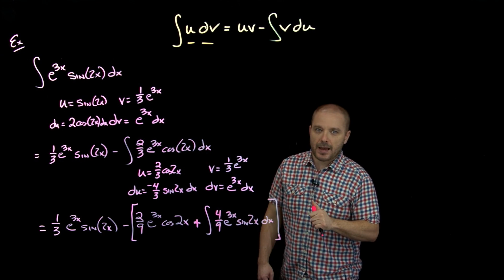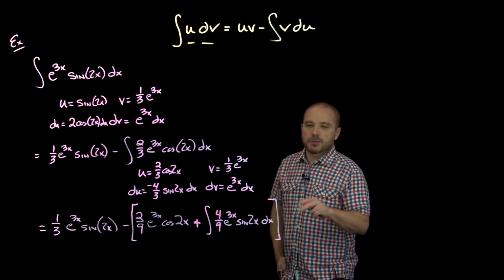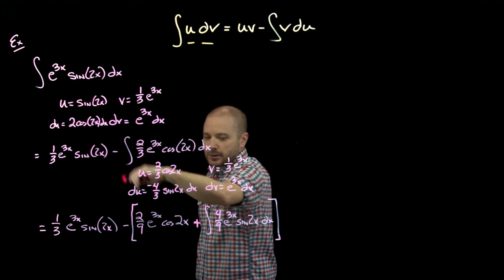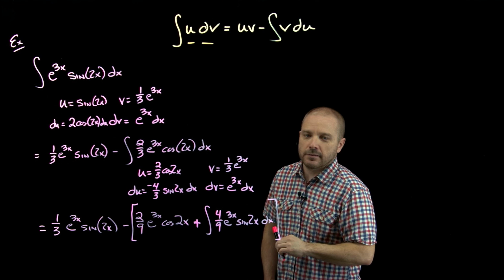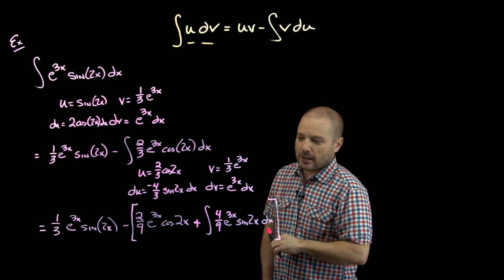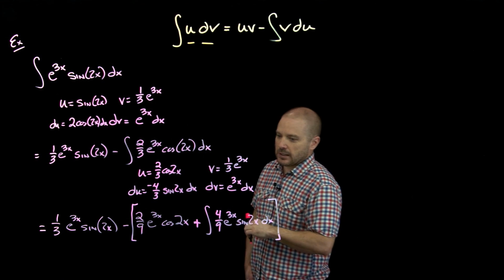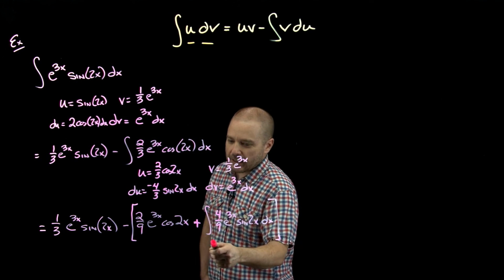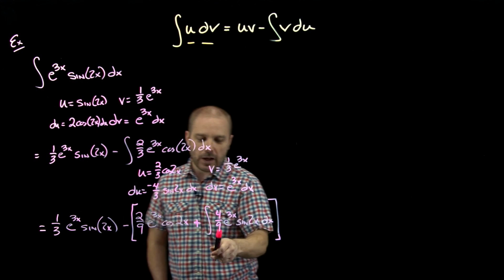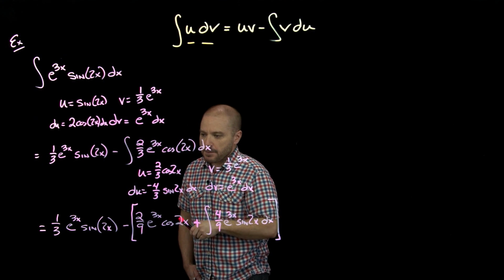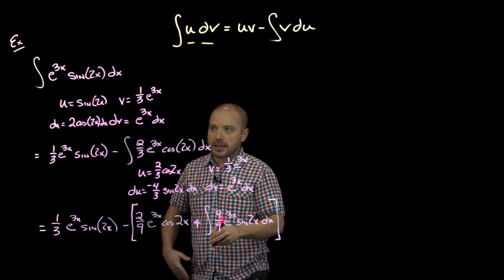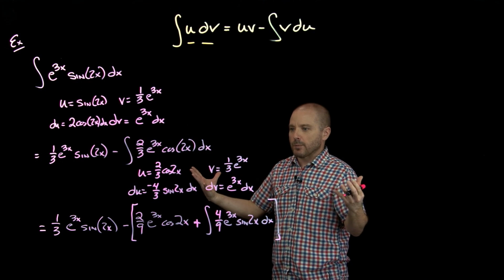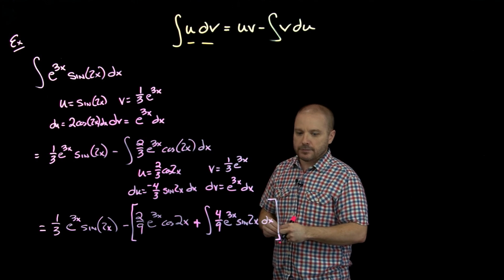Okay, now, this seems even worse, right? We started with an exponential and sine. We went through all this work, and we still have an exponential and sine. So this seems to have been a complete waste of time, but it's not exactly this integral, right? It's some constant multiple of this integral. And now what I want to do is think of what we have here as an algebra problem. So what do we have?